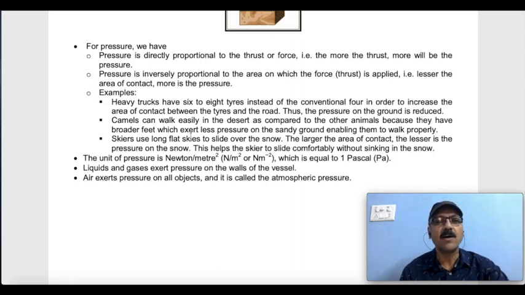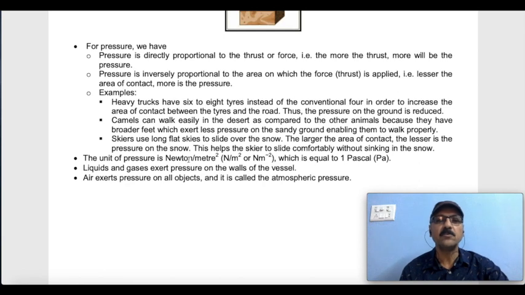Camels can walk easily in the desert as compared to other animals because they have broader feet which exert less pressure. Broader feet means the area increases and there is less pressure on the sandy ground, enabling them to walk properly. Similarly, skis are long and flat to slide over the snow. The larger the area of contact, the lesser the pressure on the snow.